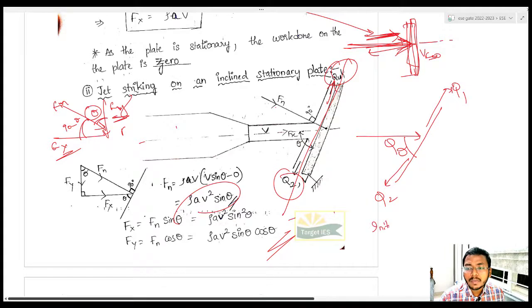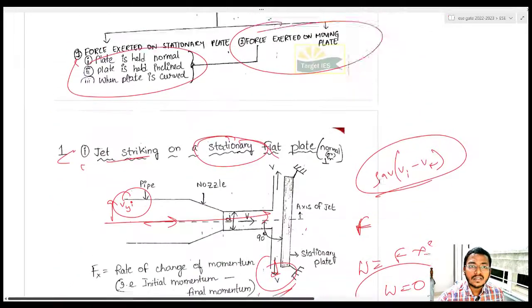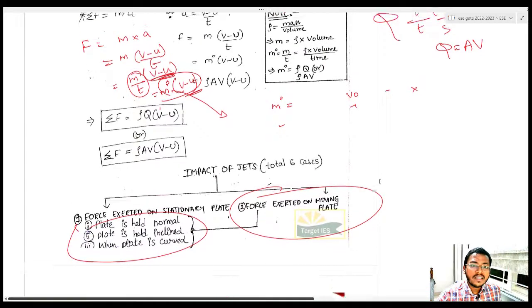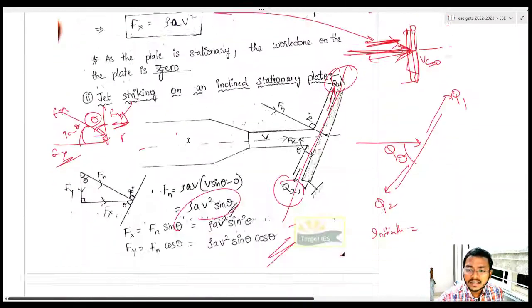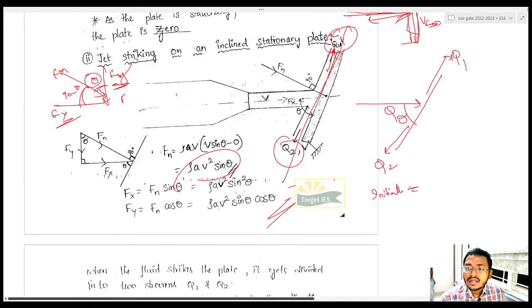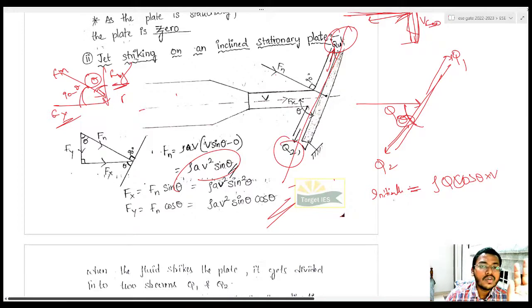What is your initial momentum? So that is nothing but rho qv. We have studied in the very first slide, right? So rho qv is my actual force. So that's what I will be writing. Okay, my initial momentum, that is rho q into v. No issues like here, right? But I want along this tangential axis. Just now I have told along the tangential axis, that will be into cos theta, right? So rho q cos theta into v. This is your initial momentum.